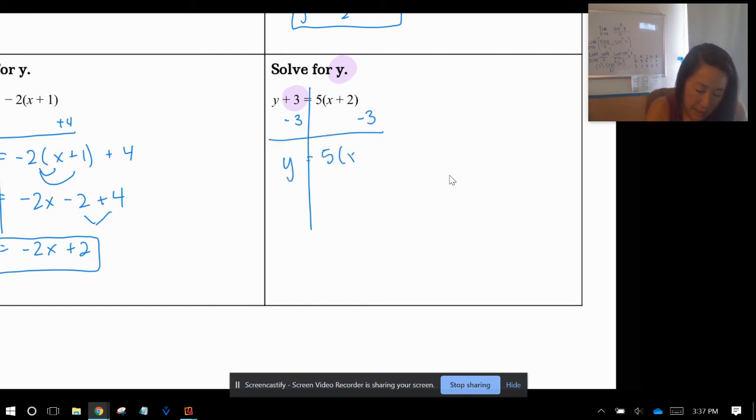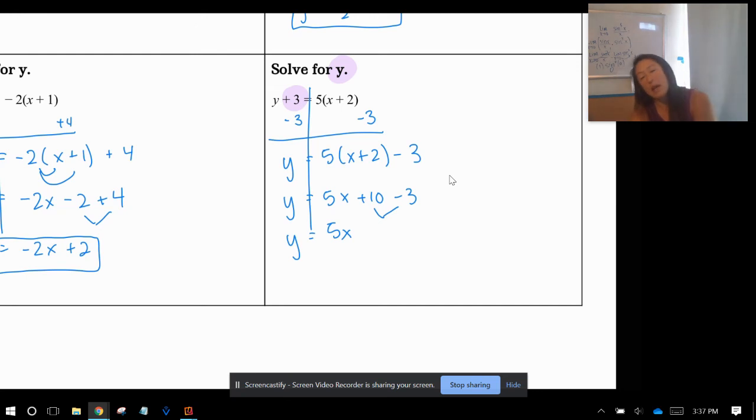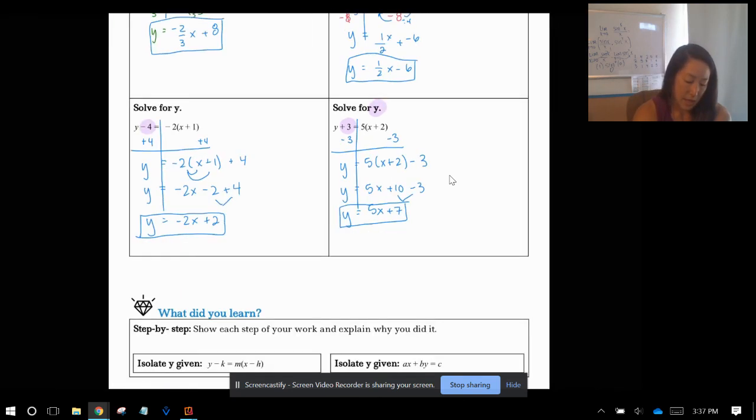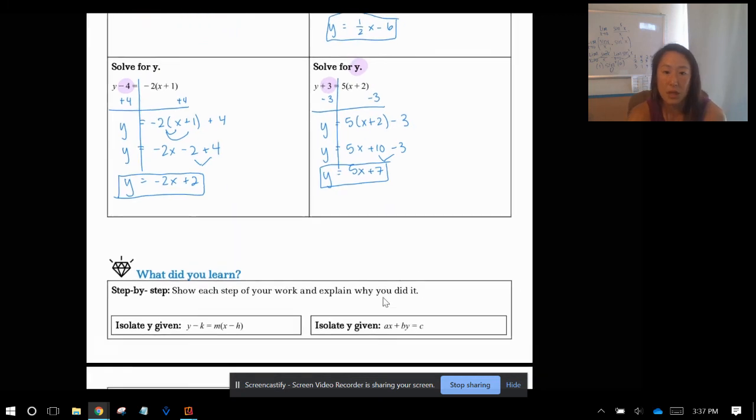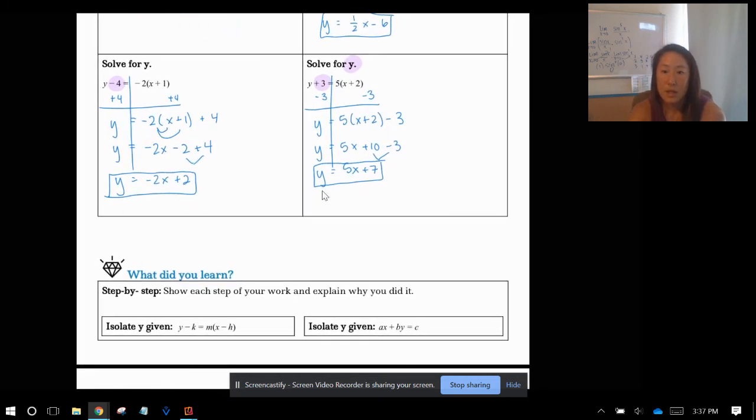5 times x plus 2 minus 3. So y is equal to 5x plus 10 minus 3. My 5x has nothing to combine with, but my 10 minus 3 is going to give me positive 7. I'm going to chill there. So 5x plus 7. That's it. Don't forget to do your summary.